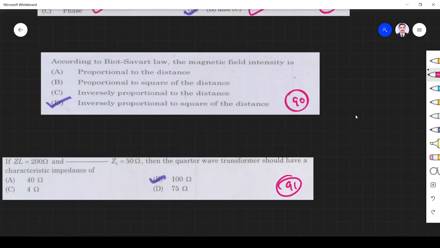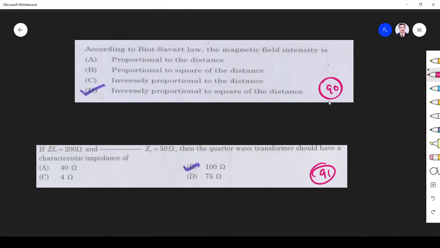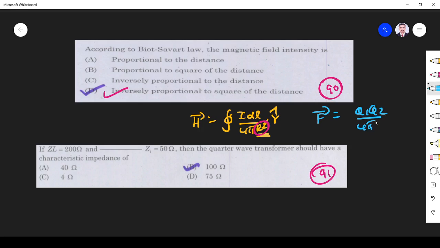Okay, very important. Next, according to Biot-Savart law, the magnetic field intensity H is equal to I dL divided by 4 pi r square into the direction r cap, where r is the distance between source and the field point. So it is inversely proportional to the square of the distance. Similarly, Coulomb's law is also an inverse square law: Q1 Q2 divided by 4 pi epsilon naught r square into r cap. So this is also an inverse square law.